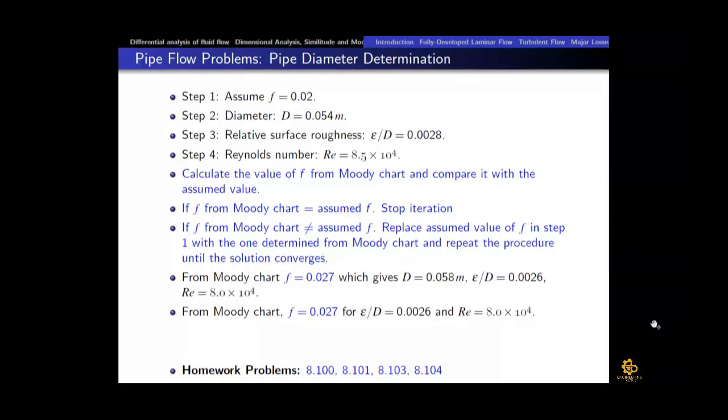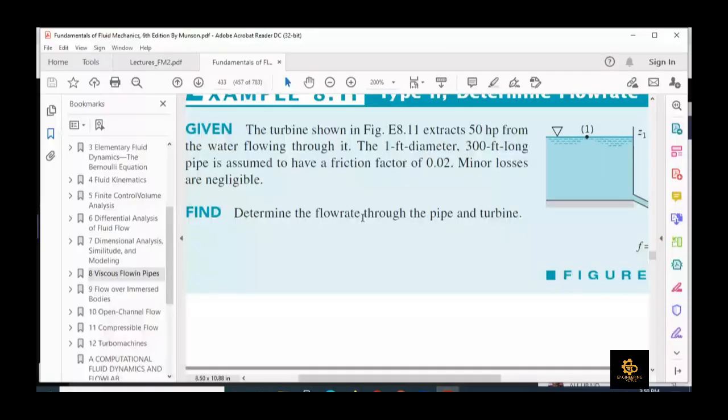Now we can take a 5-minute break. We have just discussed the relevant topics from chapter number 8, which was viscous flows in pipes, so basically we discussed internal flows. Now we are going to discuss external flows, which means flow over an immersed body. Immersed body means that the body is immersed in the fluid and the fluid is passing over that body.